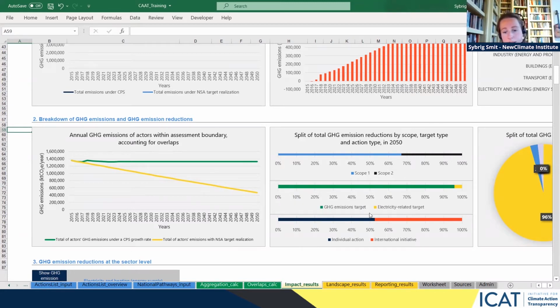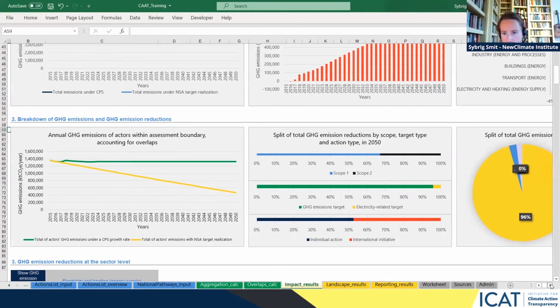Then we have splits of the emission reduction potentials. So we see that roughly 67% of the emission reductions are obtained through scope 1 emissions and also a rather big share from scope 2 emissions. And we see that here 95% of emission reductions come from GHG emission targets and 5% of electricity-related targets, etc.